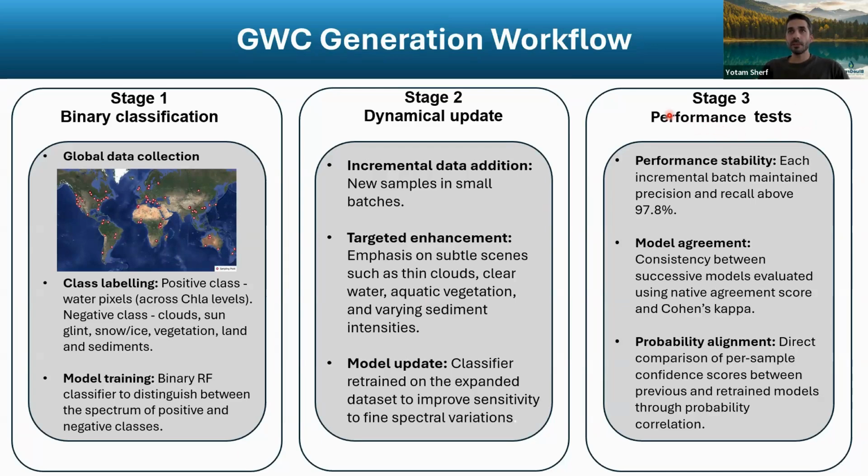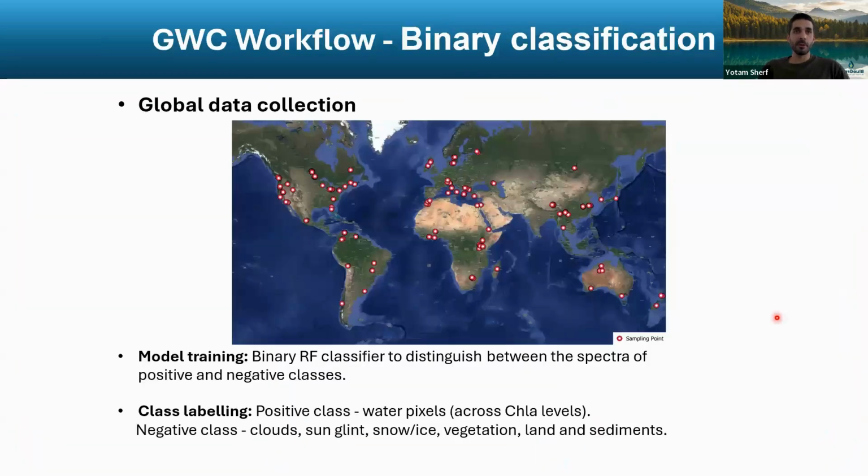So in the performance test, we maintain precision and recall about 97.8, and we tested the older machine learning model against the new retrained model with the new subtle scenes added, by calculating the model agreement and the individual probability alignment. So let's break it down.